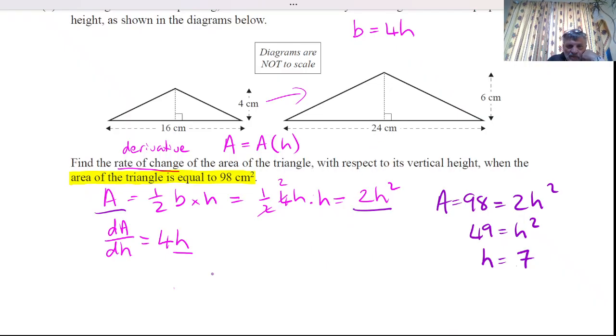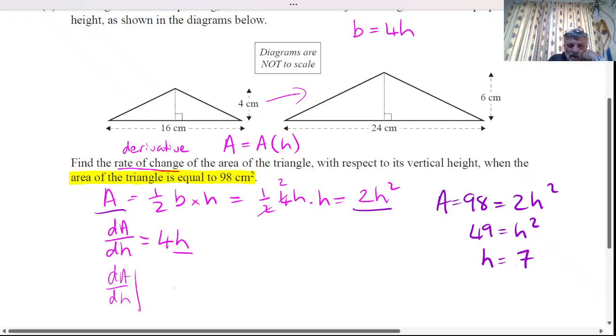It's always positive. So we go back over here and we find the rate of change, dA by dh, evaluated when h equals 7, is equal to 4 times 7, which is 28. And we're done with part B.